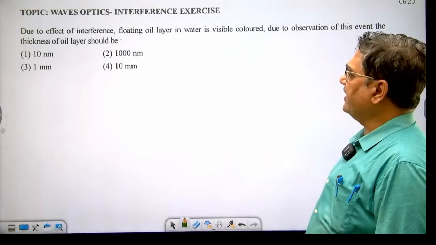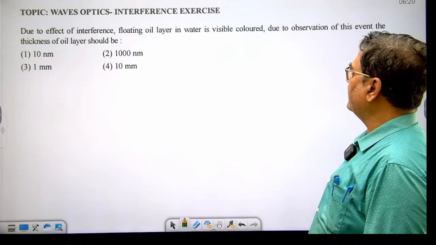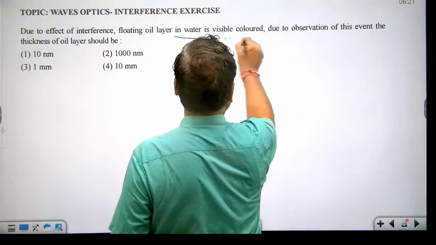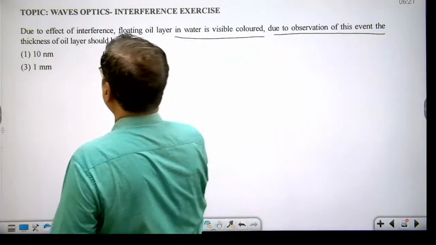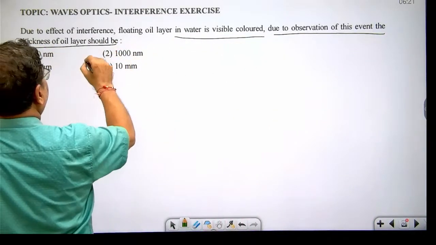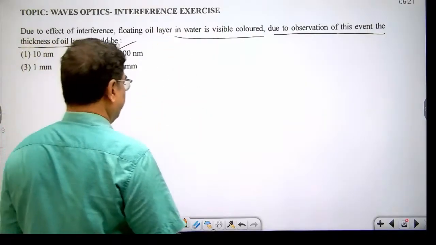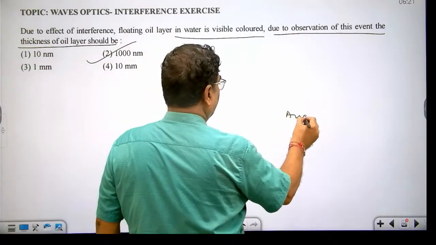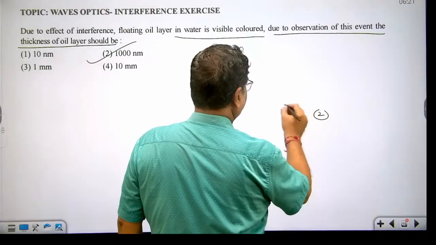Due to the effect of interference, a floating oil layer on water is visible colored. Due to observation of this event, the minimum thickness of the layer should be 10,000 angstrom, which means 1000 nanometer. Out of 4 choices, the correct answer is option 2.